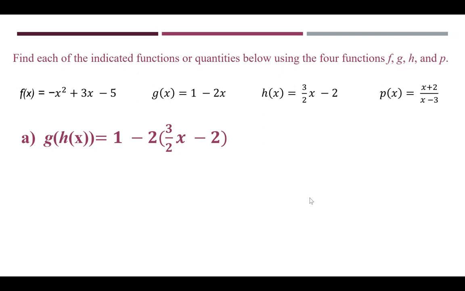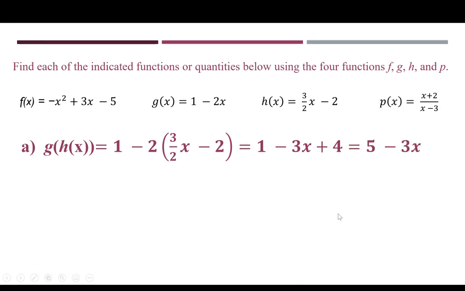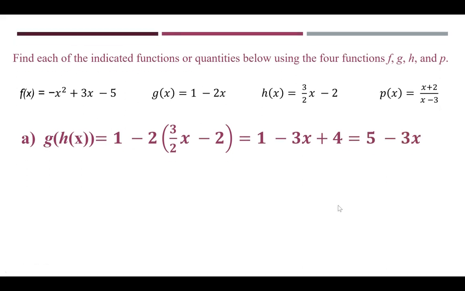It's always good to clean this up a little bit. We can make this look a little bit better. First, we can rid the parentheses by distributing -2 times 3/2 x and -2 times -2. And that's a good idea because it also ends up eliminating fractions. So this looks much better. I have a couple of constants that I can combine. 1 plus 4 is 5. And so this composite function, g of h of x, simplifies to 5 minus 3x.